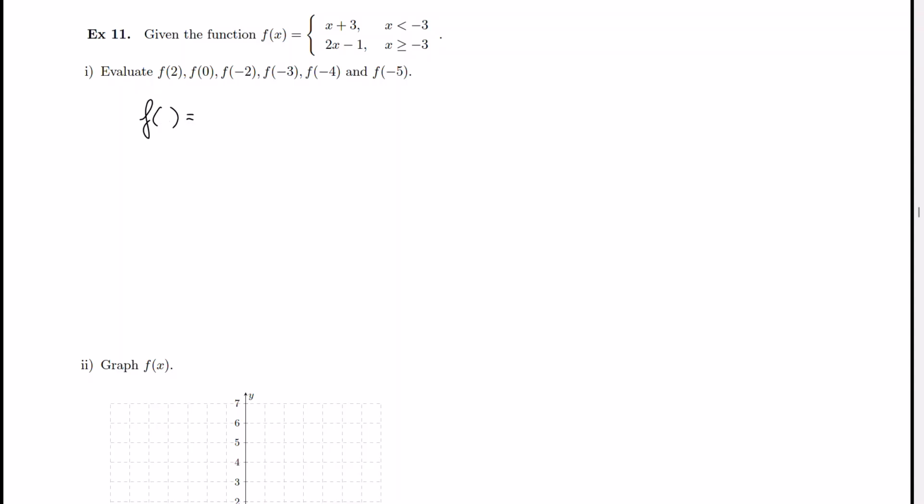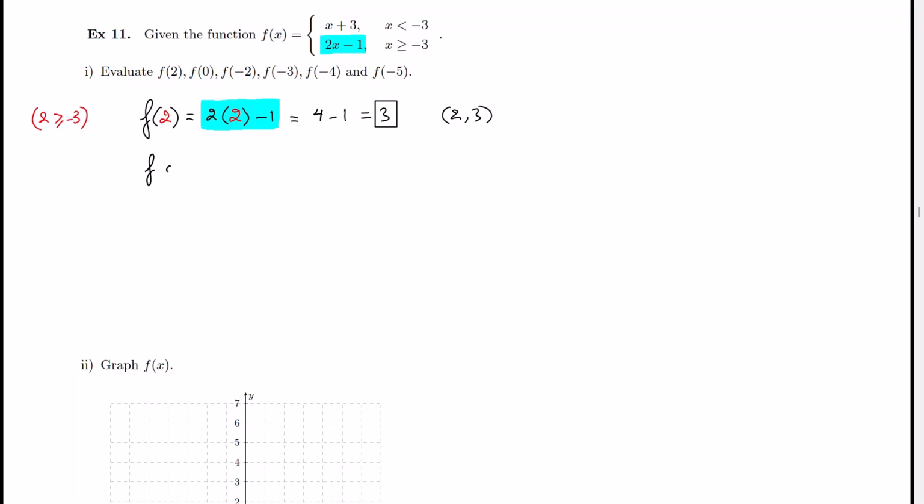The first thing I'm going to ask myself is the 2 and how it relates to these domains. Is it smaller than negative 3, or is it bigger than or equal to negative 3? And obviously, 2 is bigger than or equal to negative 3. So the formula that I'm supposed to use is 2x minus 1, but keep in mind that the x that you're plugging in is the number 2. And so 2 times 2 is going to be 4 minus 1. The total is going to be 3, and that's it. So the point I get is the point 2 for the x, 3 for the y.